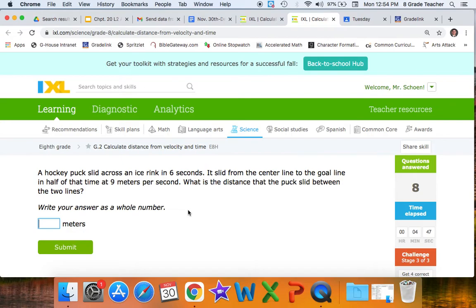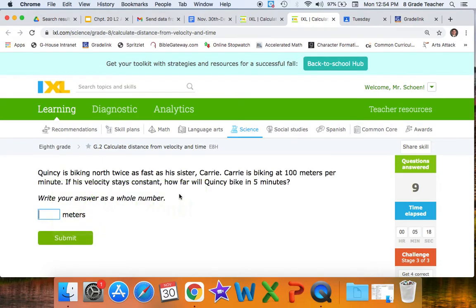A hockey puck slid across an ice rink in 6 seconds. It slid from the center line to the goal line in half of that time at 9 meters per second. What's the distance the puck slid between the two lines? So here, all the way across the rink in 6 seconds, it slid from the center to the goal line in half of that time. So half of 6 is 3. That would be 3 seconds, and then you multiply by the speed, 9 meters per second. 3 times 9 equals 27 meters.